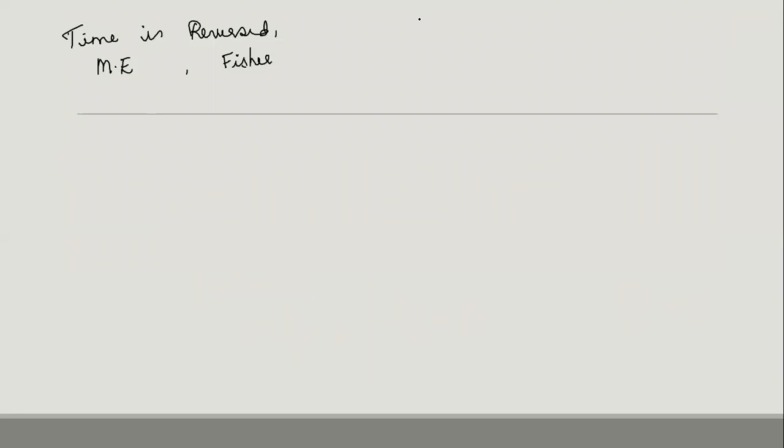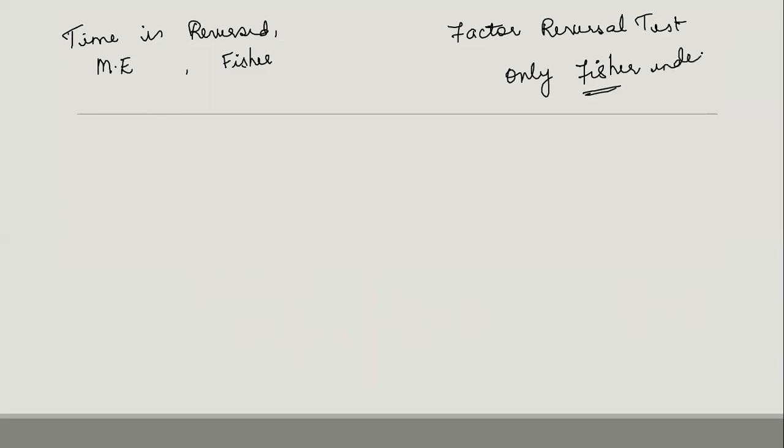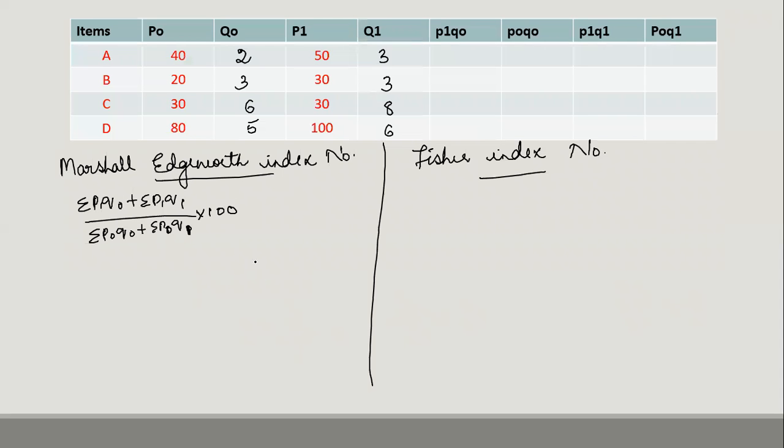But when it comes to the factor reversal test, when the factor is reversed, what happens? In this, it satisfies only the Fisher index. It does not satisfy Marshall Edgeworth. So you just have to apply the Fisher index formula and find out the values. I will just give you the values, and you have to find them.